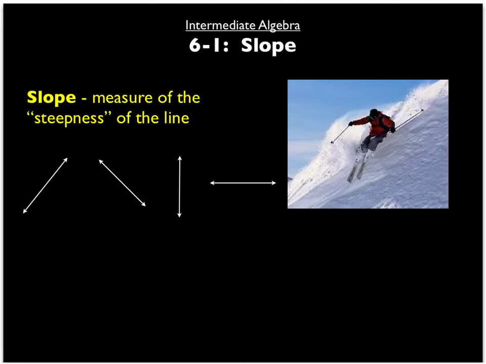We're going to get started on 6-1 slope. This should be something you're somewhat familiar with, so this will be a brief online lesson. As you can see, here's the definition of slope: a measure of the steepness of the line.